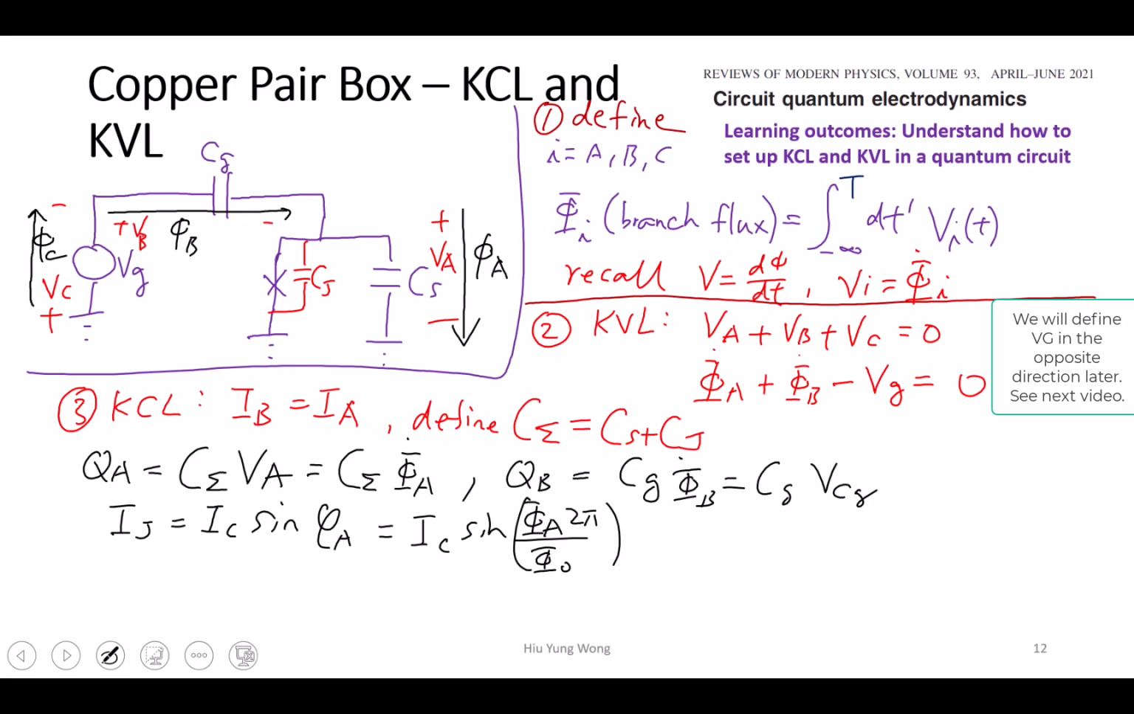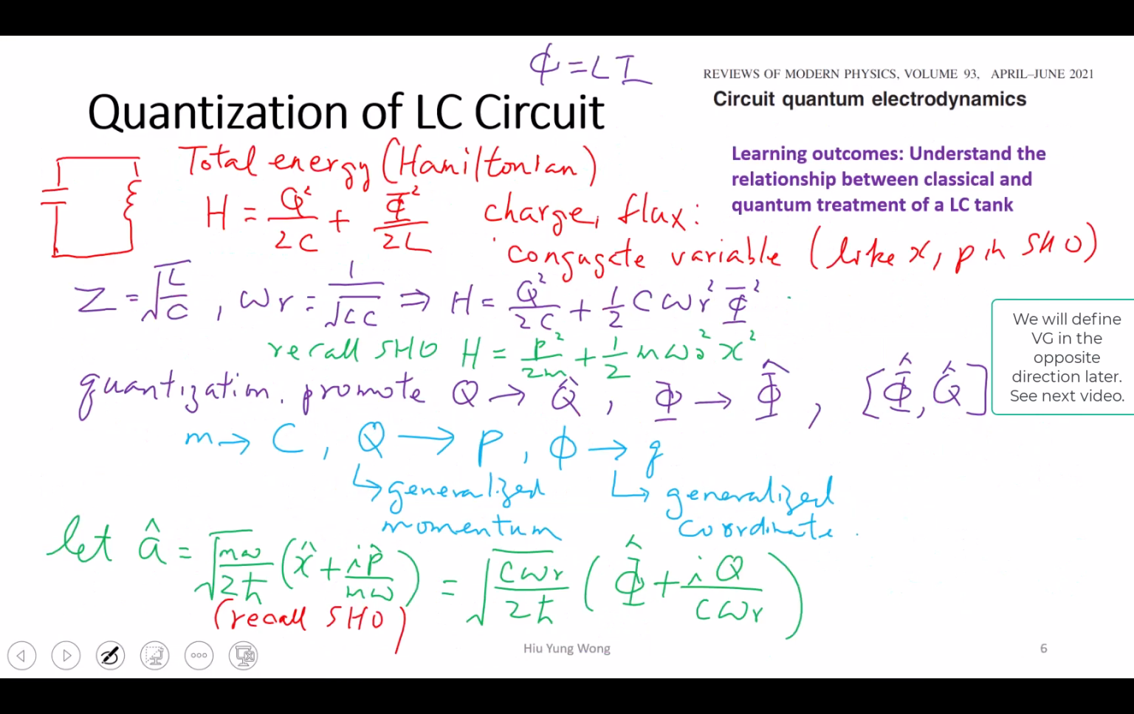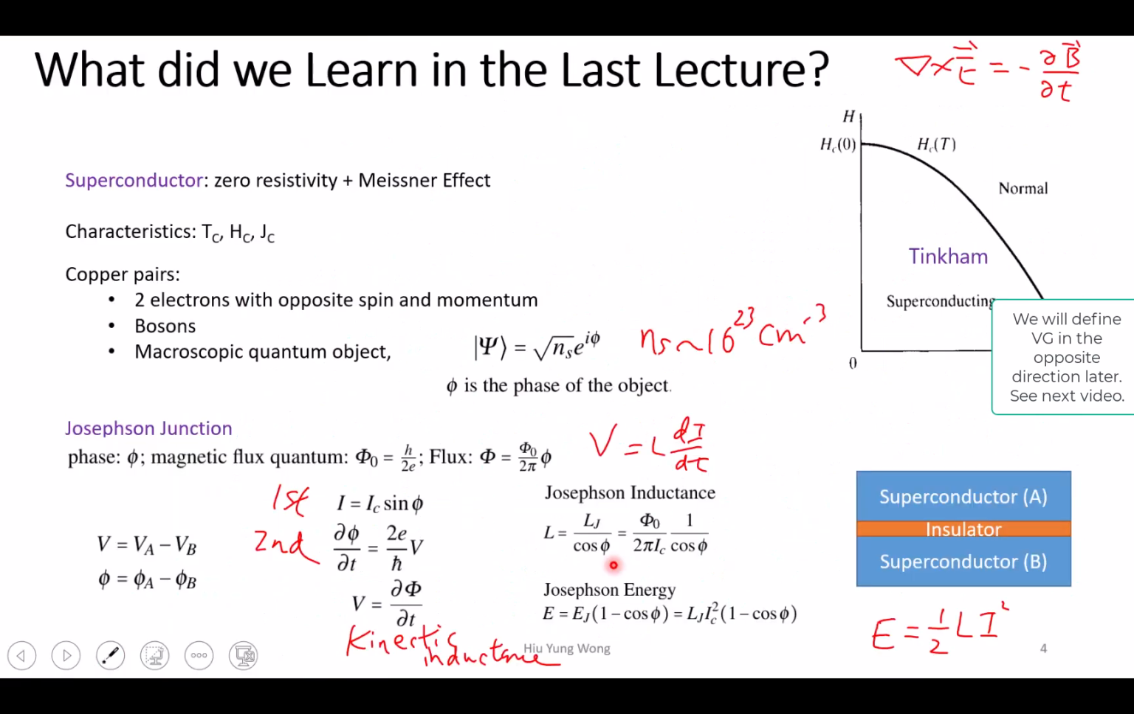Maybe confusing. Let me quickly remind you so you know what I'm doing. Again, the current is I times the phase difference. But I don't want to use phase. I want to use the flux, because that is the conjugated variable we are playing with.